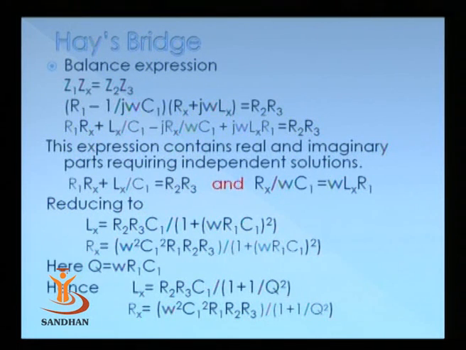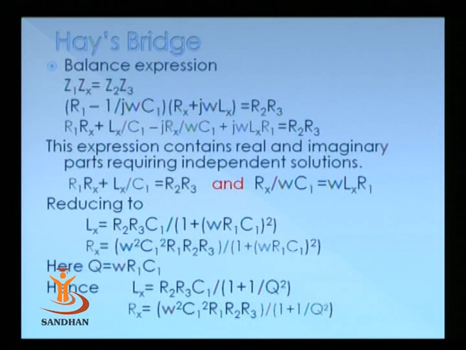The real part is reducing to R1 Rx plus Lx upon C1 is equal to R2 R3, and the imaginary part Rx upon omega C1 is equal to omega Lx R1. These two expressions can be reduced further to the values of Lx and Rx. Lx is defined as R2 R3 C1 upon 1 plus omega R1 C1 square, and Rx is defined as omega square C1 square R1 R2 R3 upon 1 plus omega R1 C1 square.